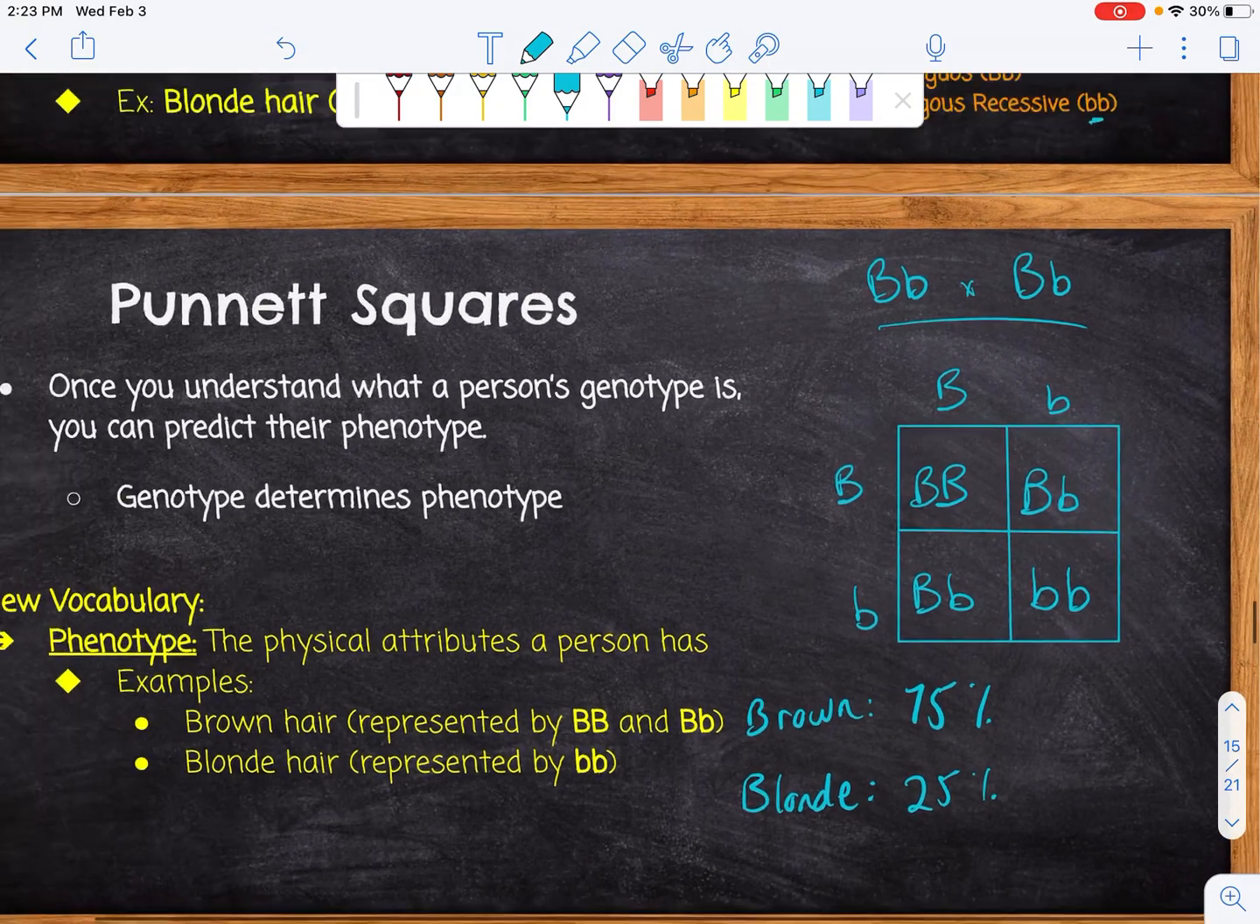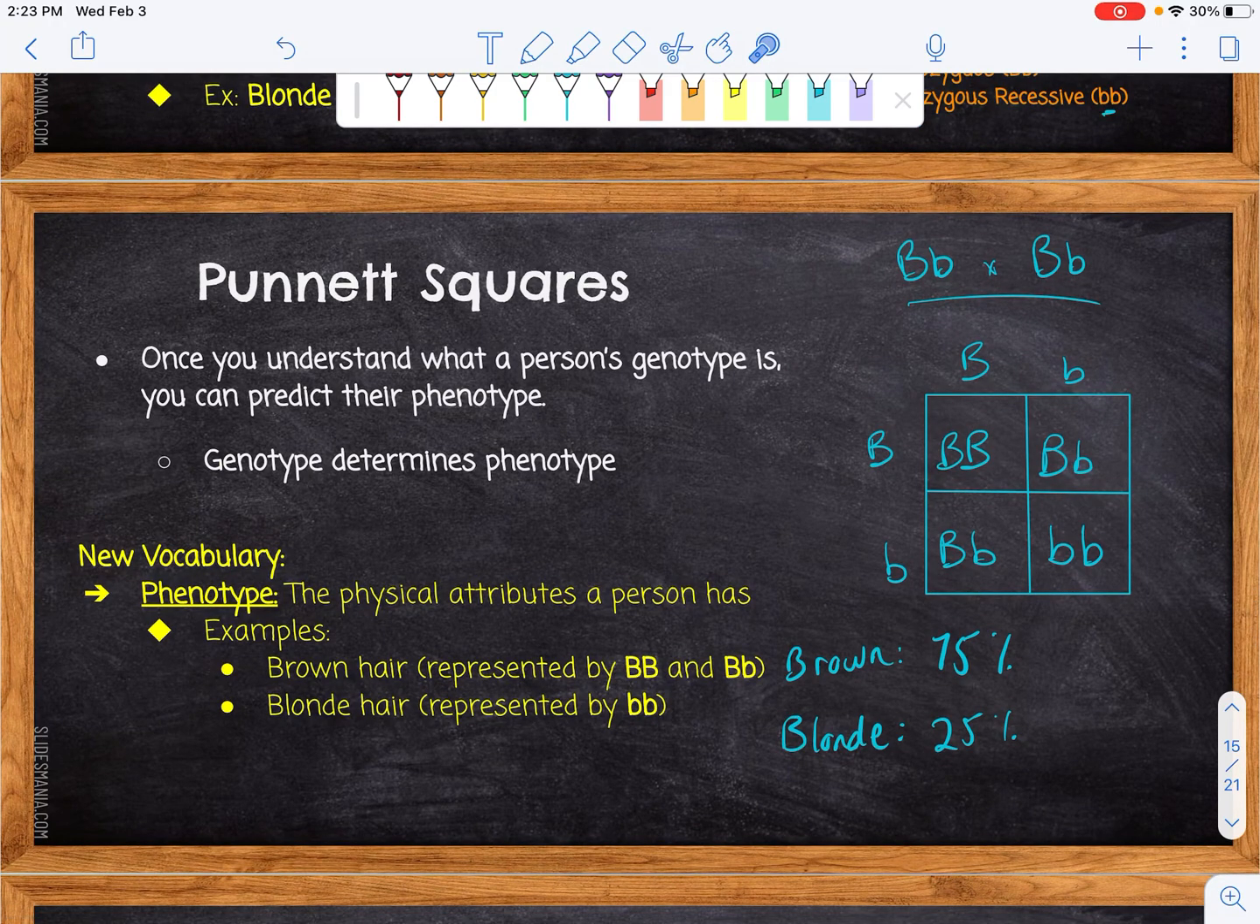So at the end of this problem, what we found out from looking at this Punnett square is that these parents have a 75% chance of having a child with brown hair and a 25% chance of having a child with blonde hair.